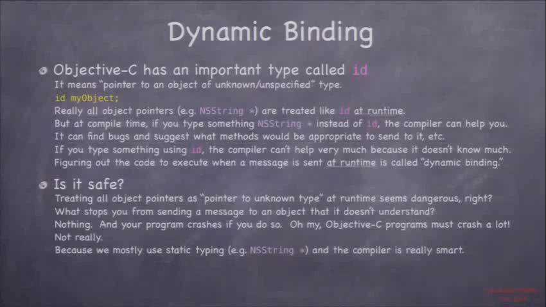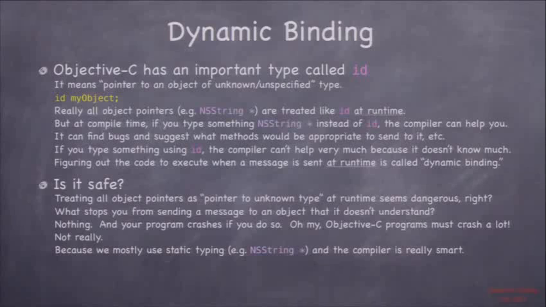Why doesn't that happen? There's really two reasons. One is we use static typing a lot. We don't use id that much. We use something like NSString star. Now, NSString star is exactly the same as using id, except that the compiler, while it's compiling your code, knows that you at least intend that that pointer points to a string.